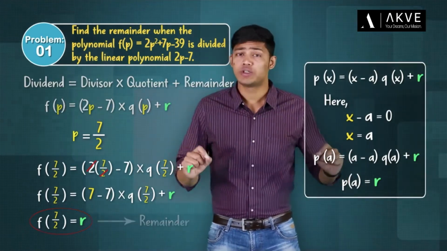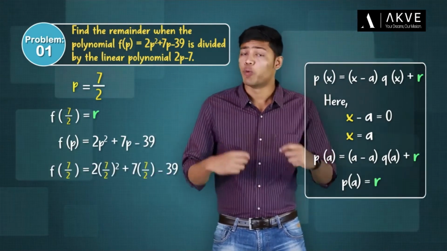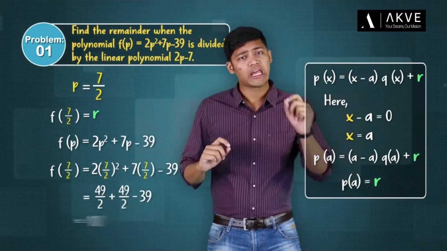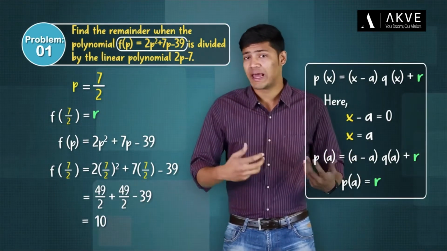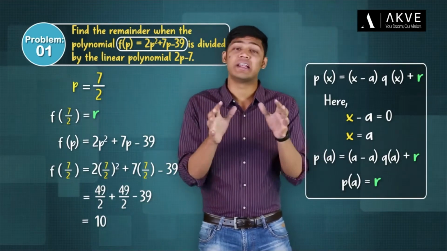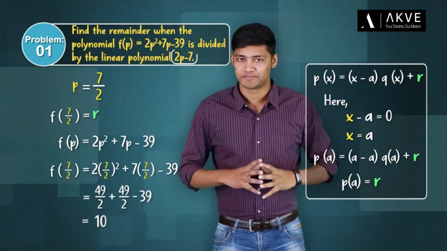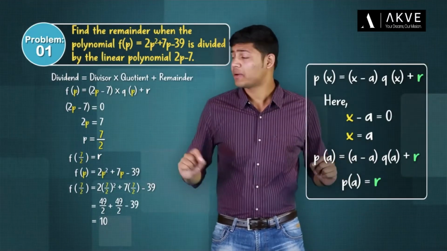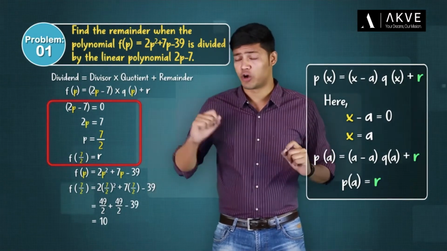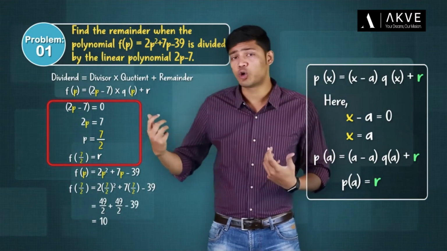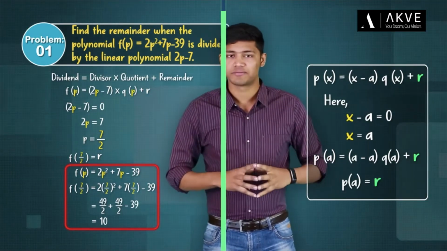So, if we substitute 7 by 2 in place of p and find f of 7 by 2, we get f of 7 by 2 equal to 10. So, therefore, we can conclude that when the polynomial f of p is divided by the linear polynomial 2p minus 7, the remainder is 10. The most important step in solving such problems is finding the 0 of the divisor polynomial and using that 0 to find the remainder of the polynomial when divided by the divisor.